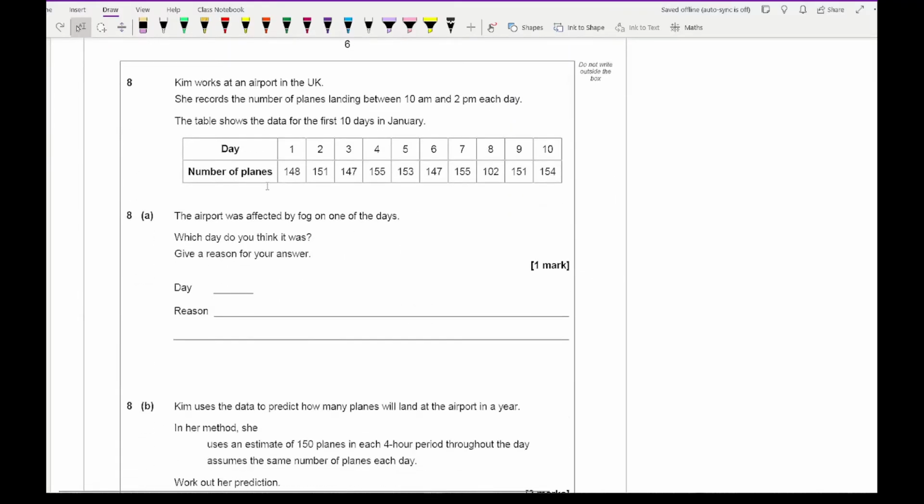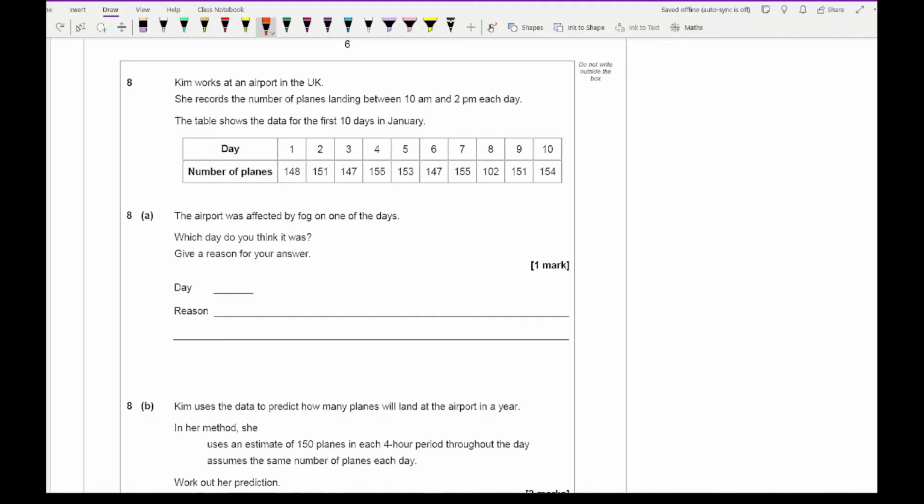Moving on to question 8, it says that Kim works at an airport in the UK. She records the number of planes landing between 10 and 2 p.m. each day. The table shows the data for the first 10 days in January. So again, what we need to say is the airport is affected by fog on one of these days. Which day do you think it was? And give your reason for this.